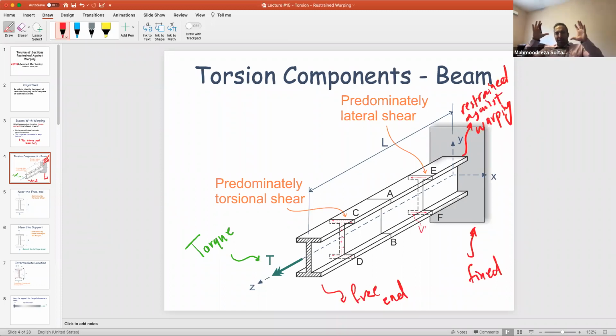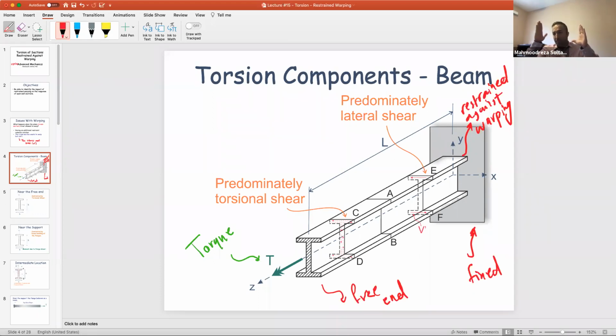But something happens here. This warping, if you think about it, is restrained here, but as you go to the free end at the other side, you are having different behavior. Here at the free end, you are not resisting against warping because it can just deflect. It will be warped, but you are not resisting, so you are not causing development of any stress against warping.